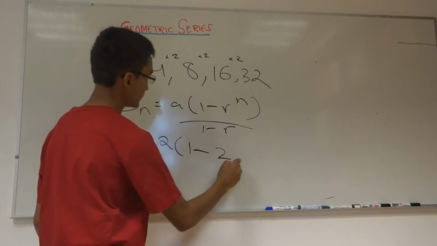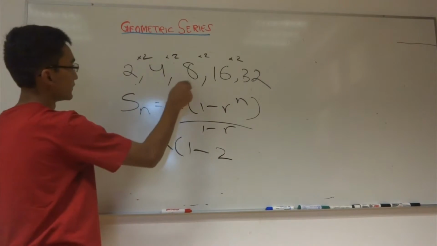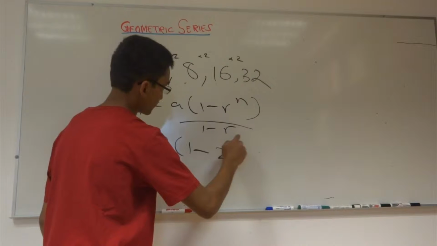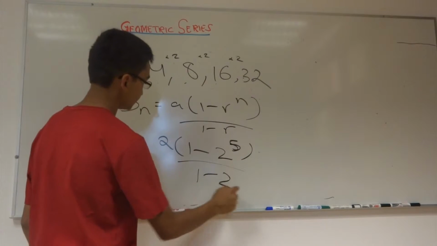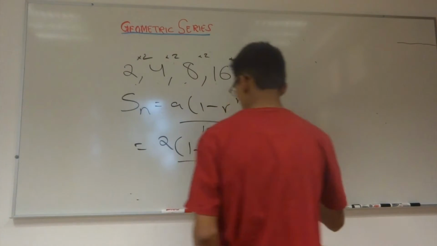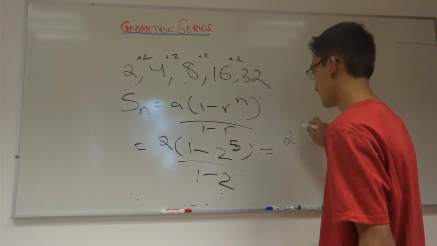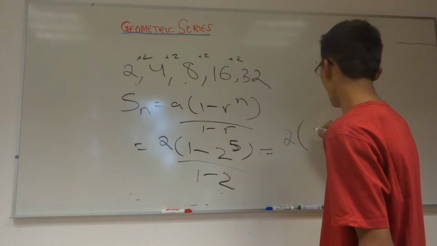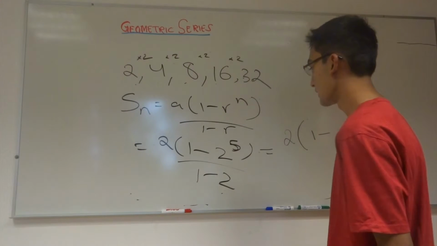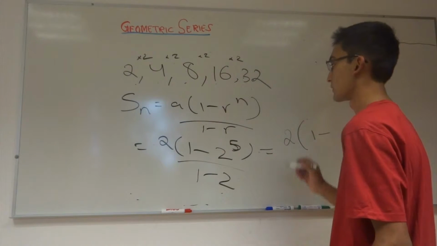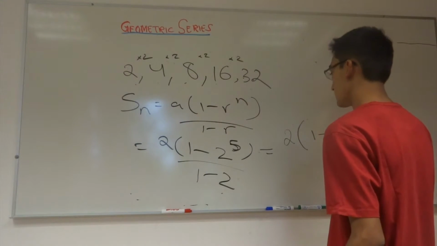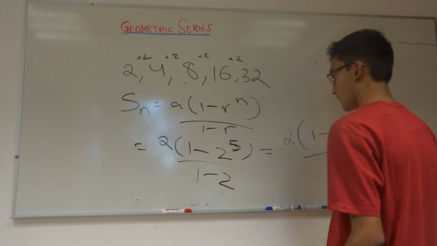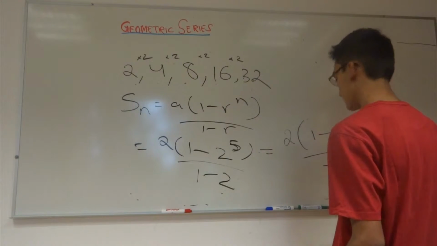So what you do is 2 to the power of n, the number of terms: 1, 2, 3, 4, 5, over 1 minus 2. Which is then equal to 2 times 1 minus 2 to the power of 5. 2 to the 2 is 4, 4 to the 8, 8 to the 16, 2 to the 32. Then 1 minus 2 will be minus 1.